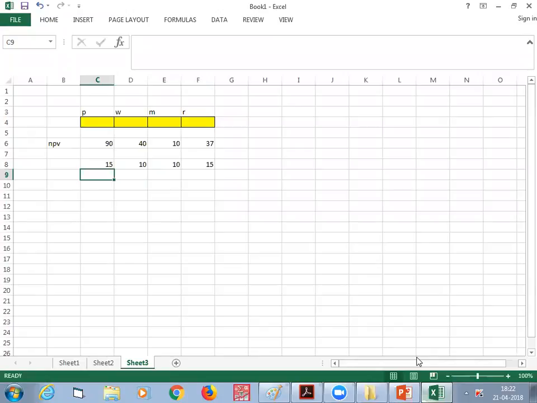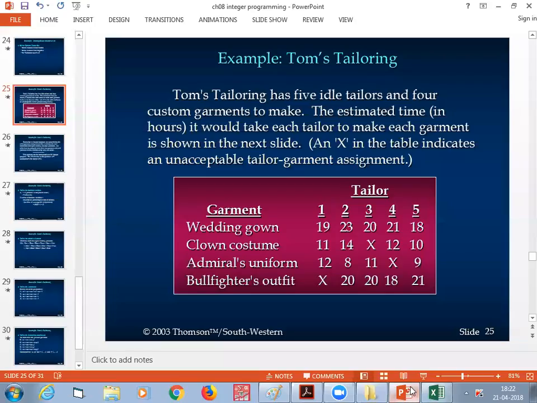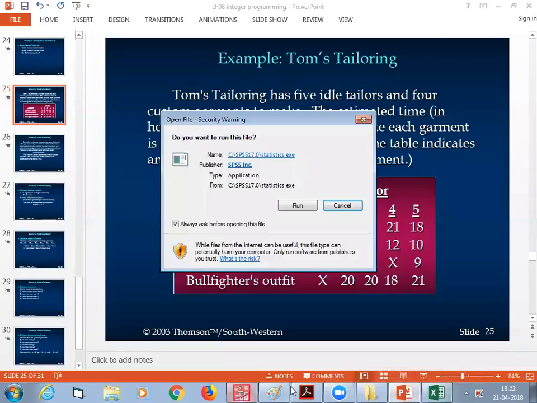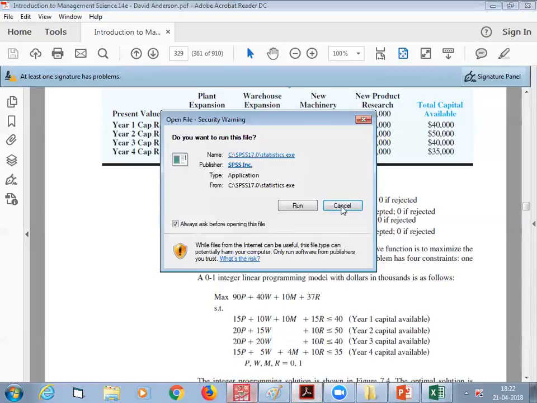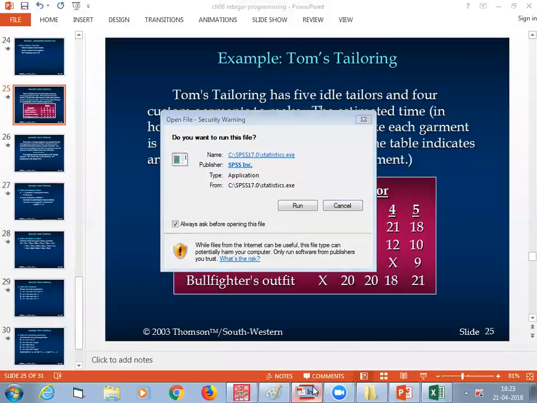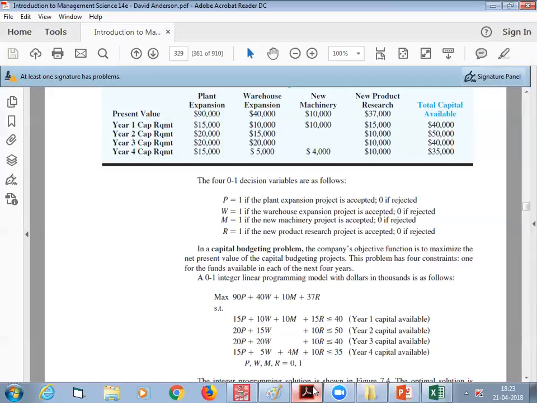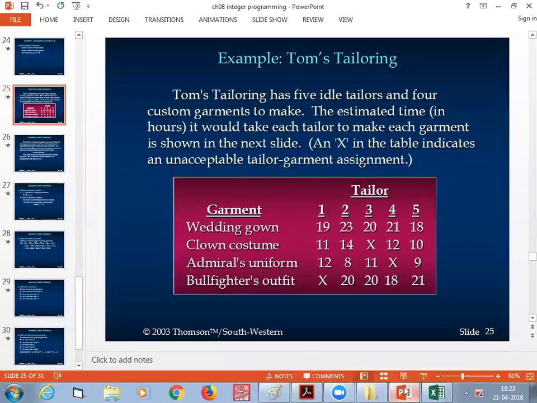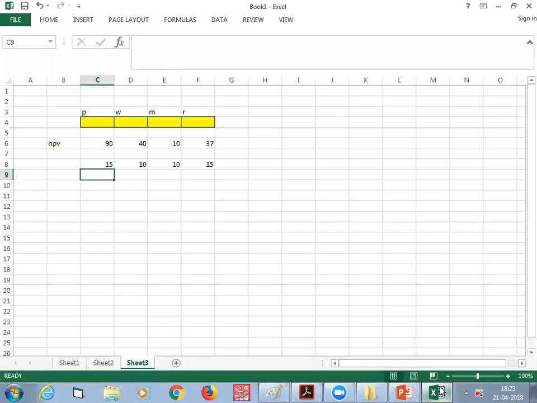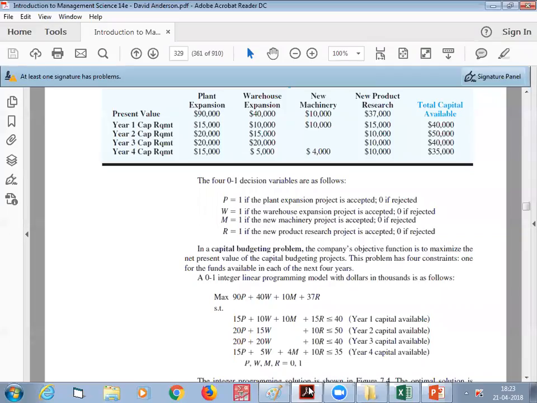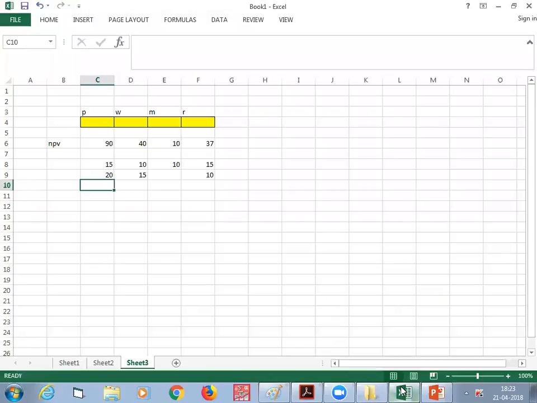Next one is close. What am I clicking on everything now? 20, 15, 0, and 10. Okay. Then, no, don't. 20, 20, 0, and 10.